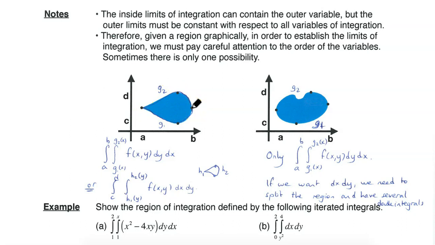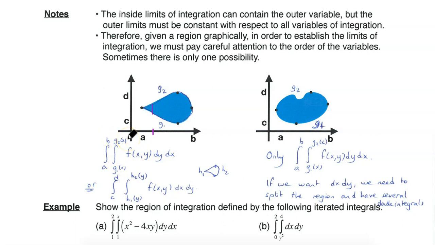Then we can say that the integral is the integral, in terms of x, going from a to b, because this is the beginning of the region and here is the end of the region. And then for one of these values x, we are going to go from here to there. So for the integral in terms of y, we are going from g1 of x to g2 of x. And this is why the limits of the inside integral are g1 of x and g2 of x.